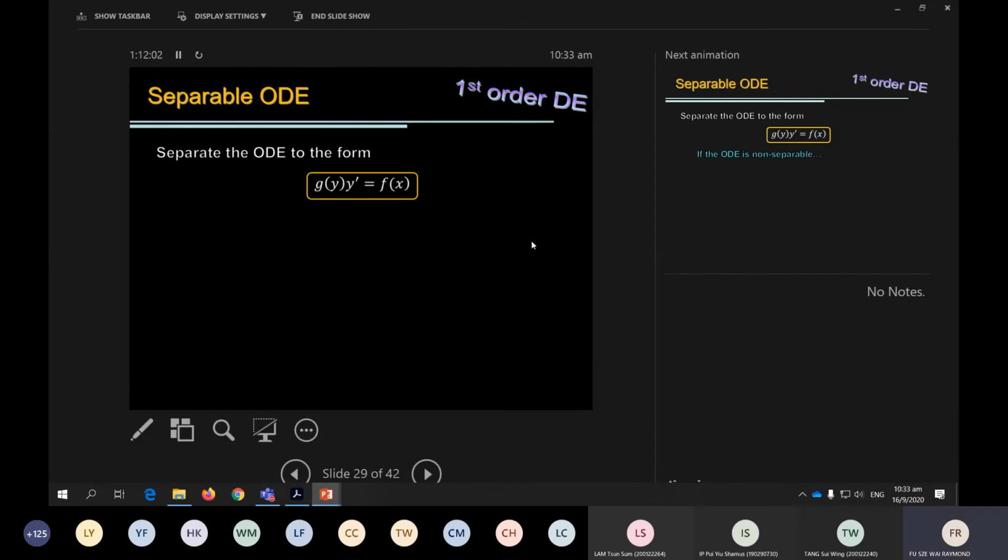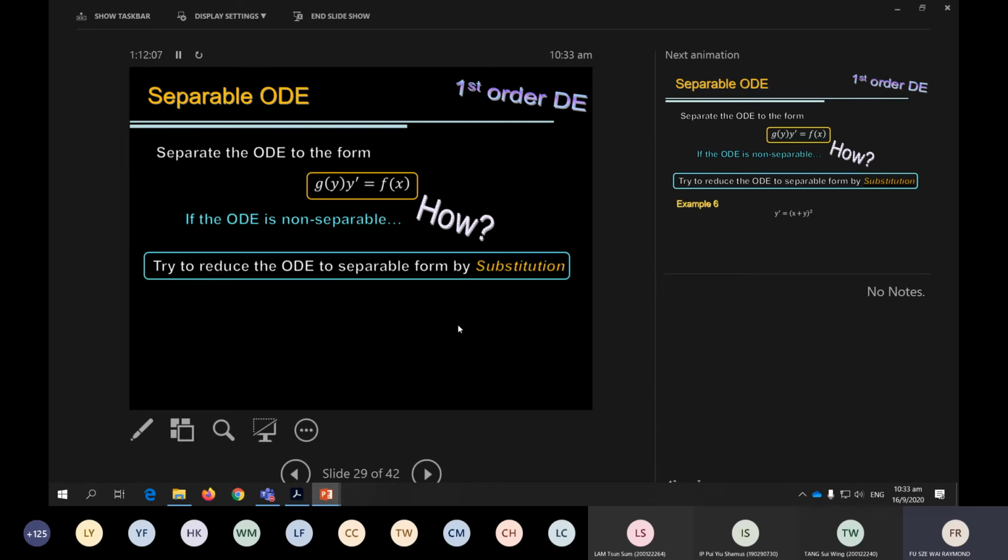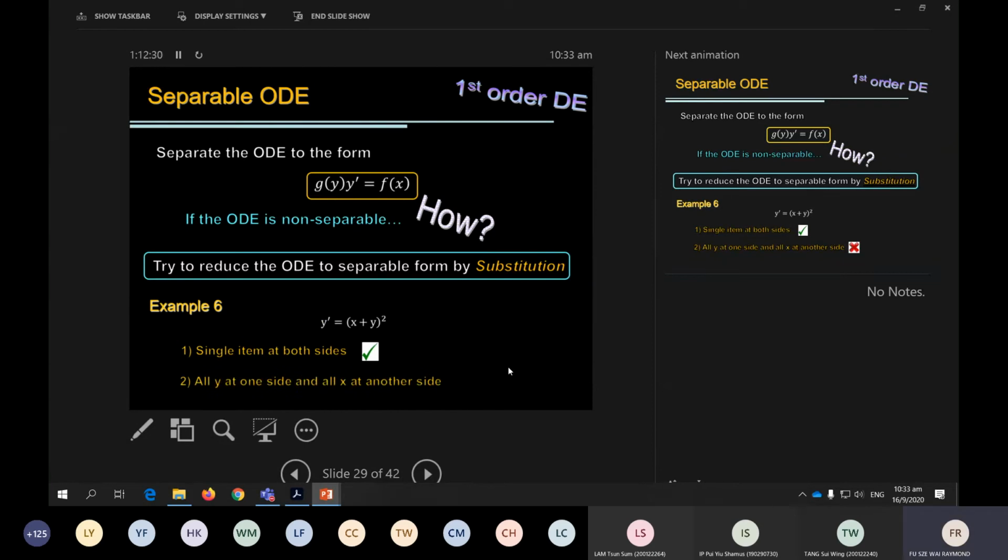So for the separable ODE, what we try to do is reduce the ODE to separable form by substitutions. So for example, this new equation, y dash equal to (x plus y) complete square. You try to separate it, so that you have all y on one side and x on the other.